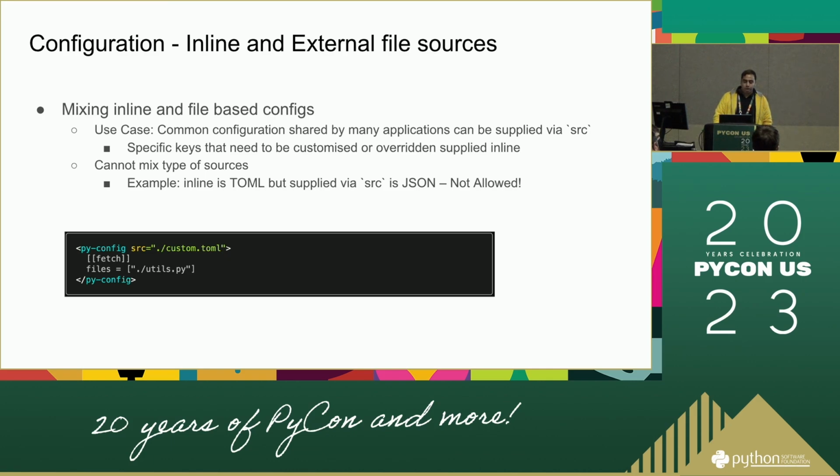So if your config has, let's say, A equals B, and that is required by all of your projects, and you have C equals D as well, but for your particular project, you want to change the value of C. Then you supply C again in your inline, and that will override what you supplied via the external one, right?